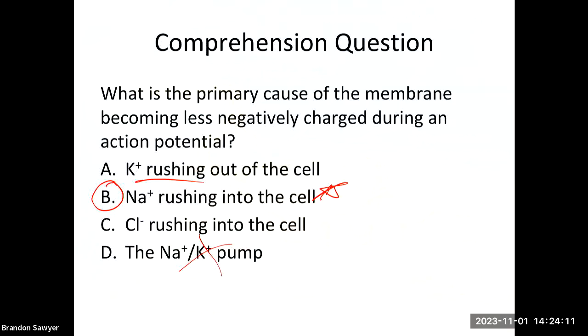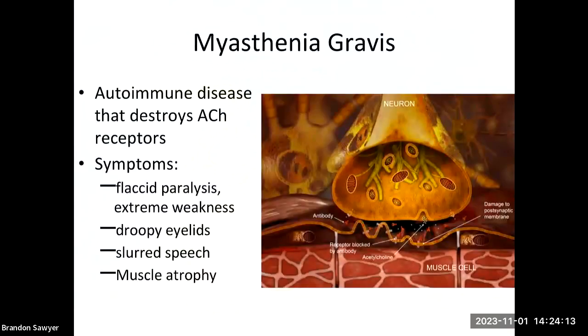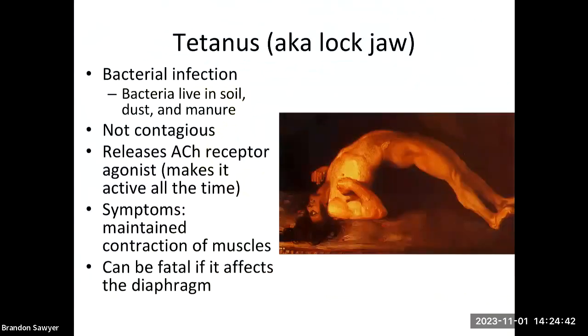Okay, we're going to talk briefly about three pathologies related to the neuromuscular junction. First one's called myasthenia gravis. Myasthenia gravis is an autoimmune disorder where our immune system destroys those acetylcholine receptors on our muscle. This leads to paralysis, weakness, droopy eyelids, muscle atrophy. It can lead to death if it attacks our diaphragm, right? So we can't contract our diaphragm, we can't breathe. So this is an autoimmune disorder.